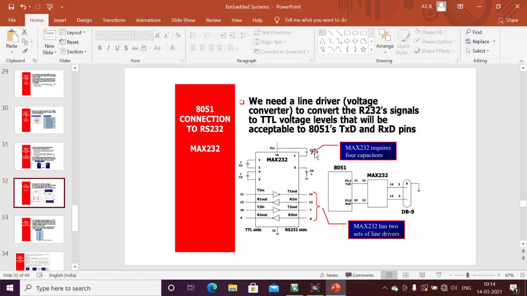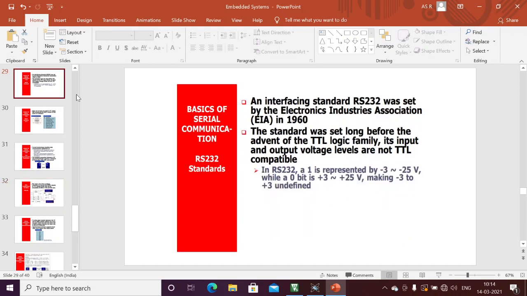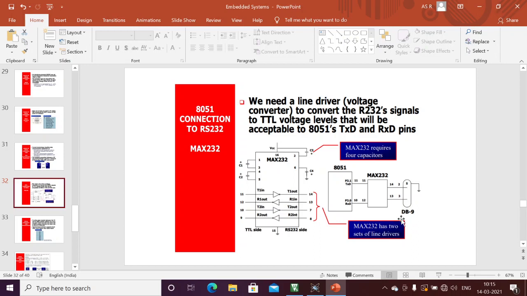Here we need to understand the RS232 logic levels. If I want to convert TTL to RS232 logic, as we discussed, logic 1 should be converted to minus 3 to minus 25 volts, and logic 0, meaning 0 volts, should be converted to plus 3 to plus 25 volts. Mainly here we are using the MAX232 IC. Here I am connecting pin 11 to the TxD pin and pin 12 to the RxD pin.